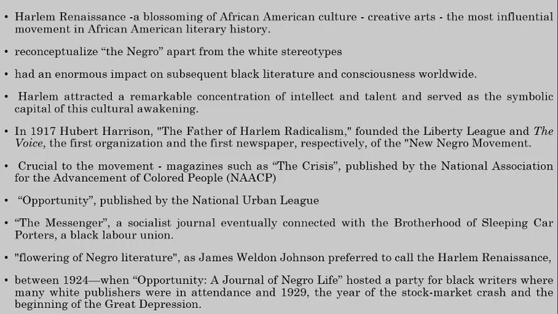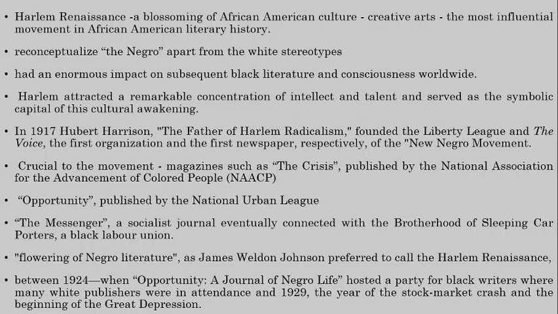In 1917, Hubert Harrison, the father of Harlem radicalism, founded the Liberty League and The Voice, the first organization and the first newspaper, respectively, of the new Negro movement. Crucial to the movement were magazines such as The Crisis, published by the National Association for the Advancement of Colored People, Opportunity, published by the National Urban League, and The Messenger, a socialist journal eventually connected with the Brotherhood of Sleeping Car Porters, a black labor union.